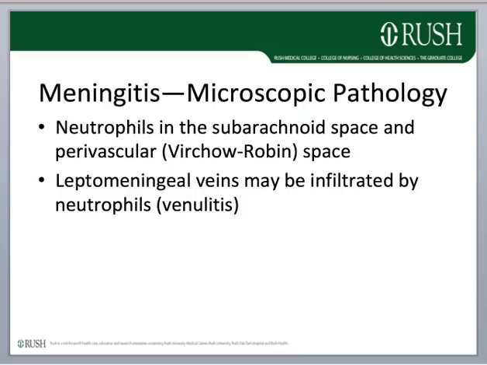Microscopically, there's no big surprise. The predominant inflammatory cell is neutrophils, and these are located in the subarachnoid space and perivascular space, which is called the Virchow-Robin space. Leptomeningeal veins may also be infiltrated by neutrophils, which is called venulitis.